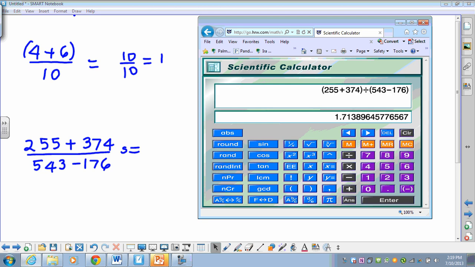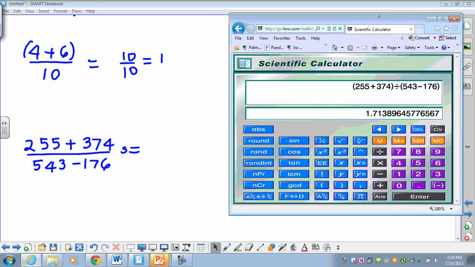So I'm getting 1.713896 and so forth. So I'm going to copy that to the screen. 1.713896.